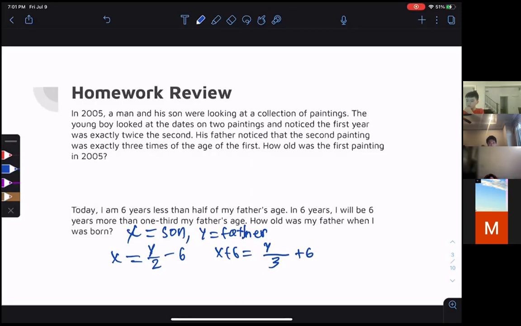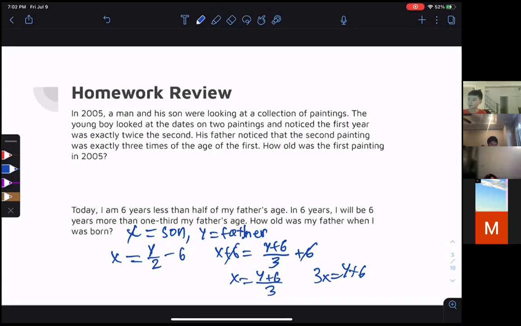And then, no, y plus 6 over 3. Yeah, that's right. You have to be careful and remember that it's also the father's age 6 years later. Yeah. So the 6's on the second equation cancel out. And you get x equals y over 6 divided by 3. So you get 3x equals y plus 6. And then so we have 3y equals x plus 6.